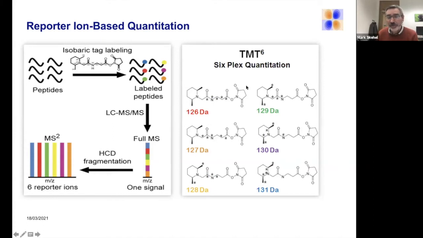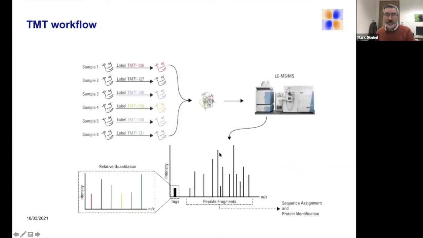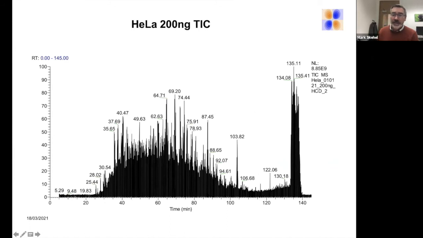And what happens is you've reacted at this end. This is your balancer region. You're going to fragment around this bond to give you 126. If you fragment here, 127. And again, that's just highlighting it here. So you label your samples, mass spec, reporter ions down this region. Now we look at the different levels and we can quantify on the intensity of those fragment ions. Fantastic. But there is an inherent problem with this technique, and I'll walk you through that now.